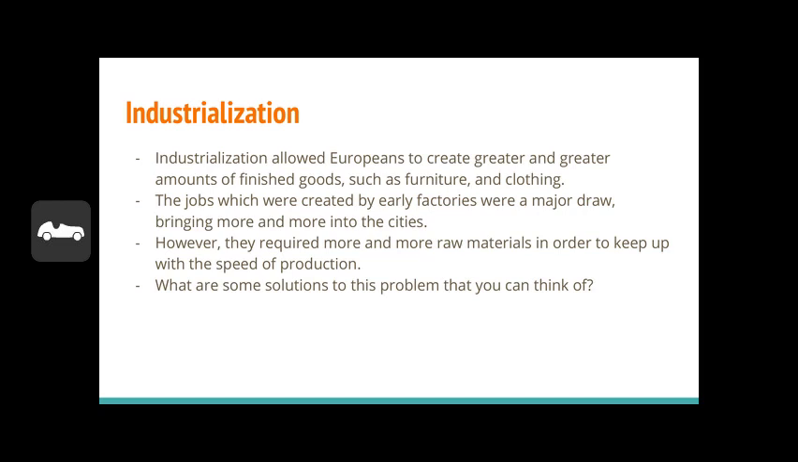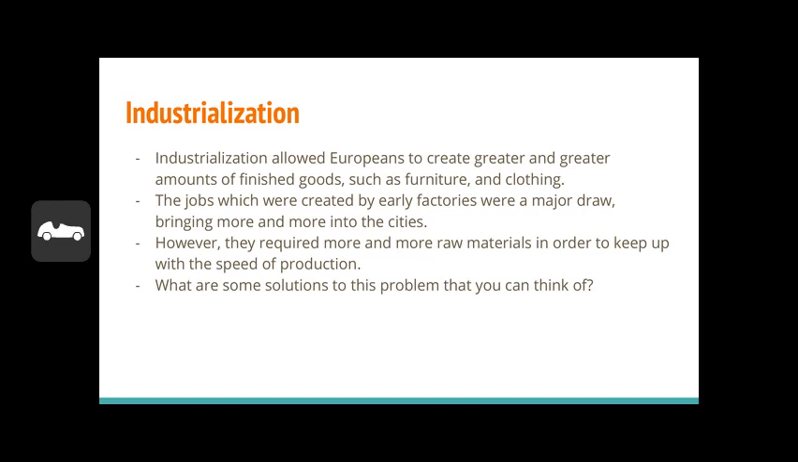So now, goods that had once been reserved for rich people because they were extremely expensive were now becoming more and more proliferated into the market. However, because the speed of production increased, it required much more raw materials in order to keep up with the raw production capacity that the new factories allowed. This was a huge factor, and this is one of the main things that drove the Europeans to leave their continent and look for new sources of raw materials around the world.